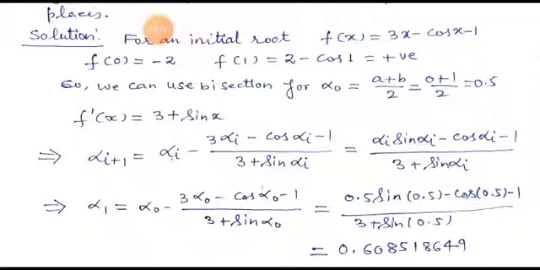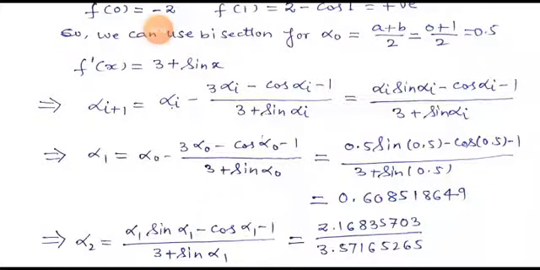Now, after taking LCM, this expression becomes (alpha i sin alpha i plus cos alpha i minus 1) upon (3 plus sin alpha i). Putting i equal to 0, the equation becomes alpha 1 is equal to alpha 0 minus (3 alpha 0 minus cos alpha 0 minus 1) upon (3 plus sin alpha 0). Putting all values in this expression, we got alpha 1 is equal to 0.6085186449.